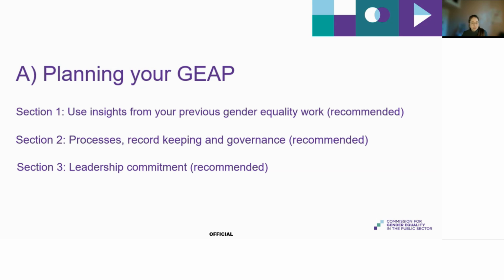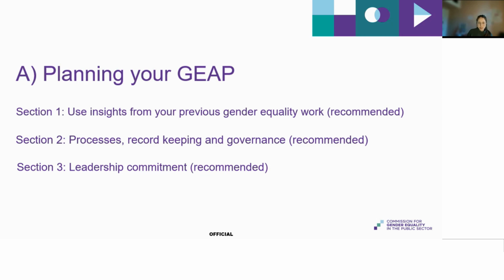Next, we have 3 recommended sections that aim to support you with setting your organisation up for success. For section 1, using insights from your previous work, if this is your second GEAP, it is good practice to reflect on the learnings of your previous GEAP and progress report, as those learnings should inform your GEAP. This may include things that worked and didn't work, things that you would continue doing and stop doing. We do ask this question in your progress report, so you are welcome to copy your answer in this place.